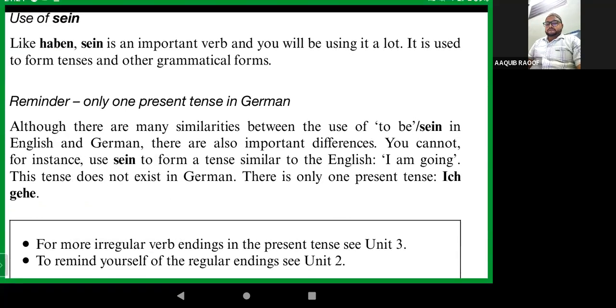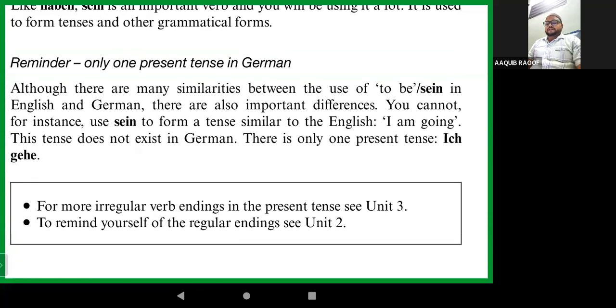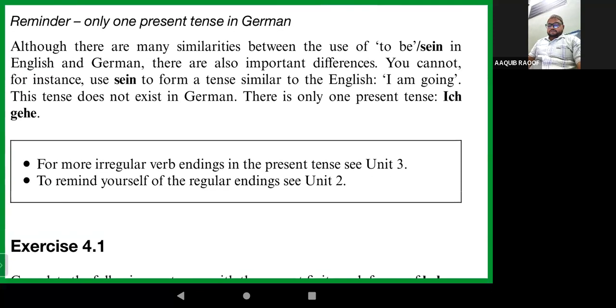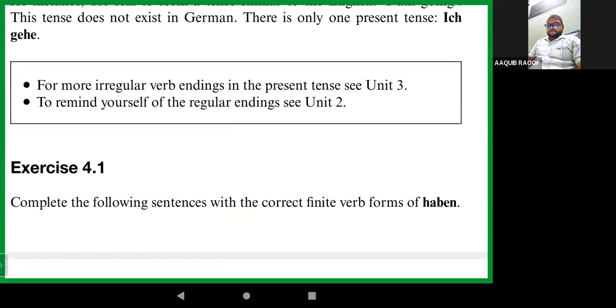Now here they are giving a reminder. Although there are many similarities between the use of sein, to be, in English and German, there are also important differences. You cannot, for instance, use sein to form a tense similar to the English, for example, I am going. This tense does not exist in German. There is only one present tense, ich gehe. Ich gehe, I go or I'm going.